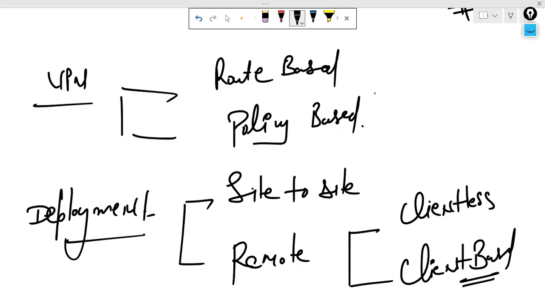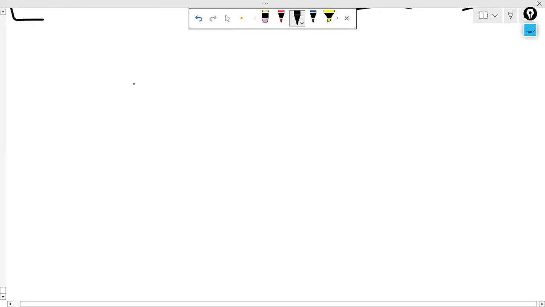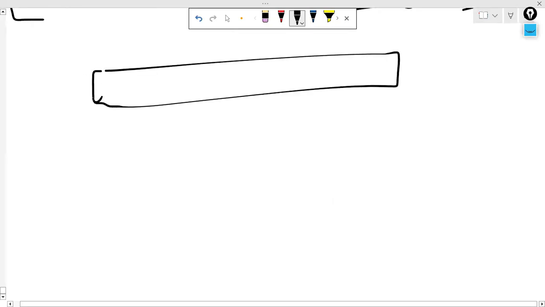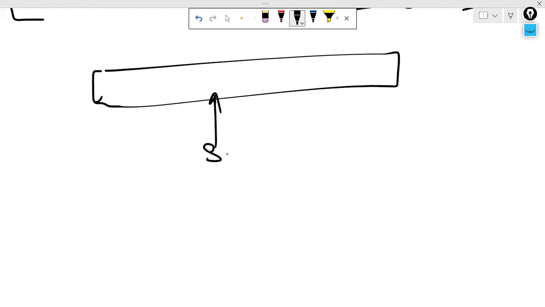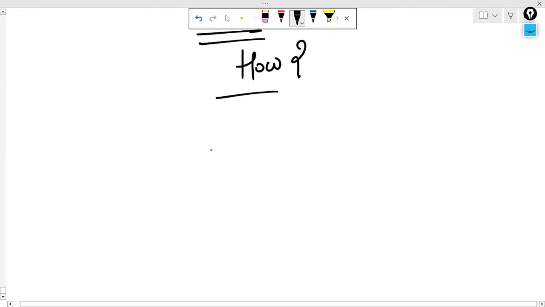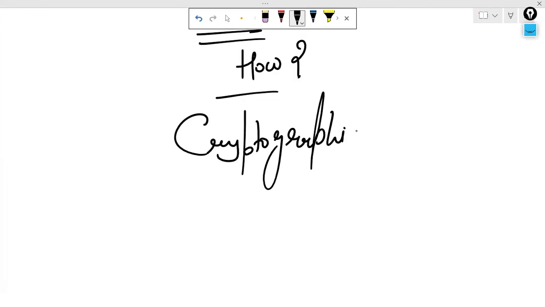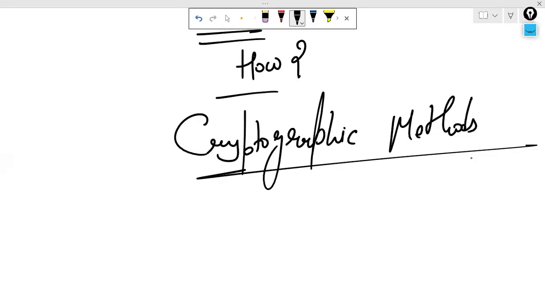Clear? Okay. Now, after this, we have discussed that we have a VPN, we have a tunnel and all, right? So this is what we discussed as secure. The question now is how? The answer is with the help of cryptographic methods. What is that? Cryptographic methods. Note it down. So now the topic name is cryptographic methods.